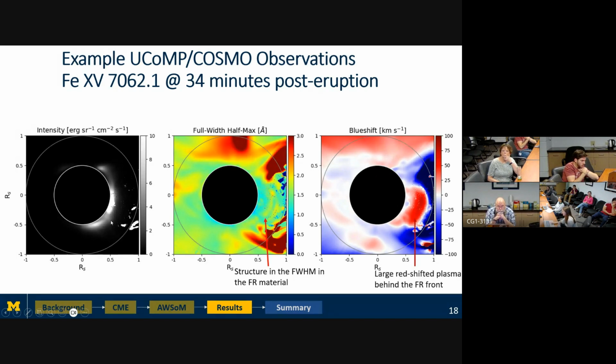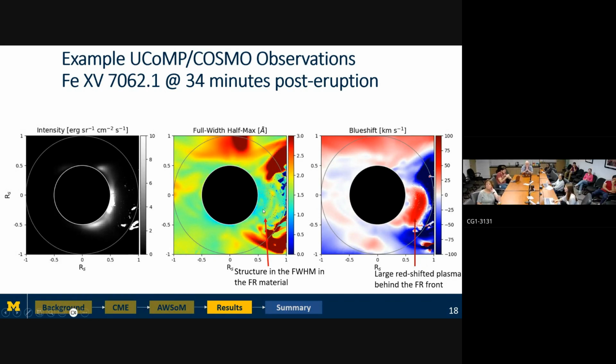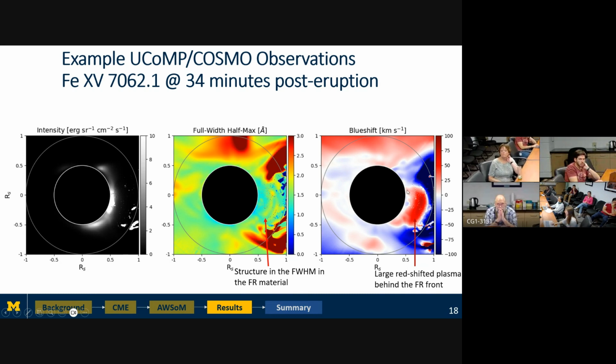But in the actual full width half max right here, we see some structure in the flux rope material, an increase in the full width half max, then a decrease and an increase again, which is actually occurring from the fitting. So that's really interesting to me. And then we see this really large redshifted plasma behind this flux rope front that's starting to leave this field of view out in front. So all of this is really interesting to just, very simply see for myself.